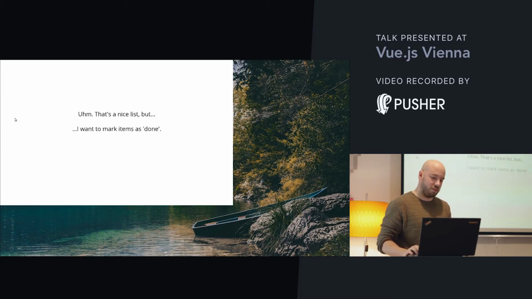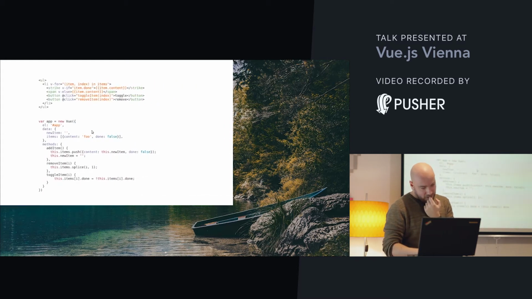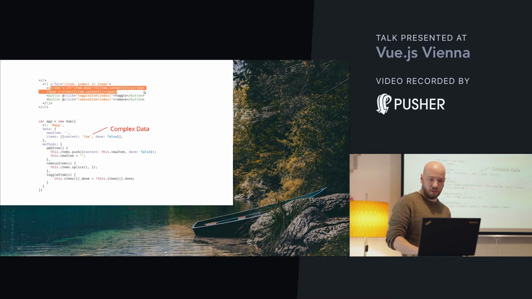actually, that's nice, but we also want to mark items as done. And we can do this by first adding a property done to our items, which we can use in the view. So if the item is done, we render it as strike, and if not, we render it normally. So this is another important concept, conditional rendering. We can use v-if and v-else inside the template.